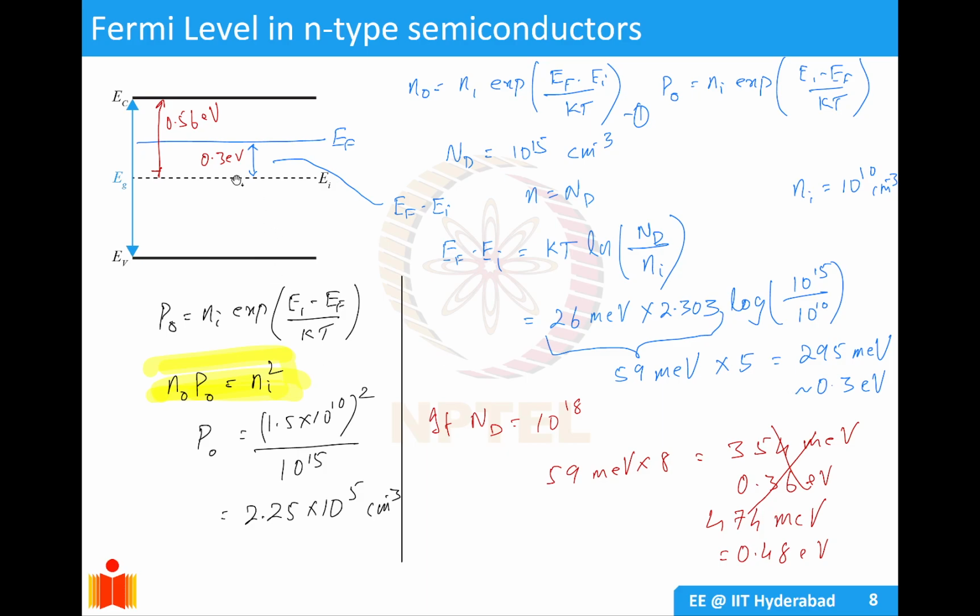Which means Ef has changed by a value of 0.3 eV from mid gap, and the total mid gap value is 0.56 eV. So you have a gap of 0.26 eV. For it, Ef is closer to Ec at 0.26 eV. And you can also calculate the hole concentration by the formula np equals ni square. Taking Ni as 10 to the power 10, or 1.5 into 10 to the power 10, depends on what we have been given in the question. It comes out to be 10 to the 5 per centimeter cube.